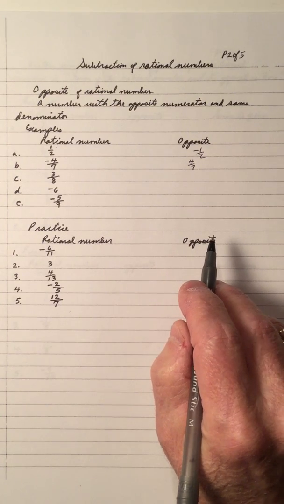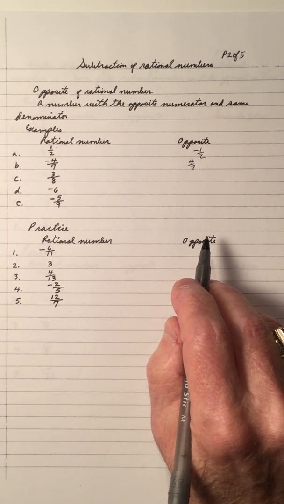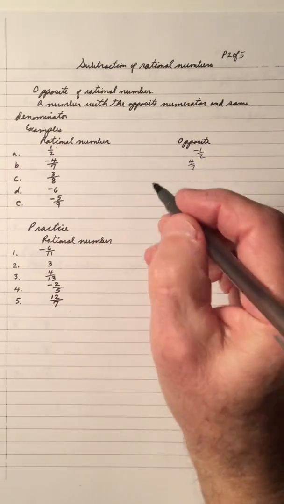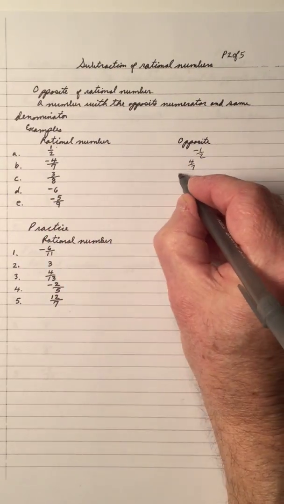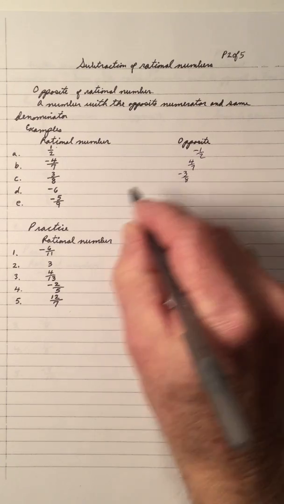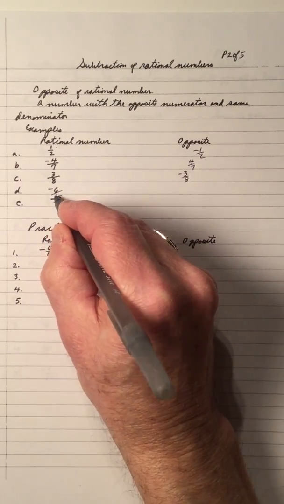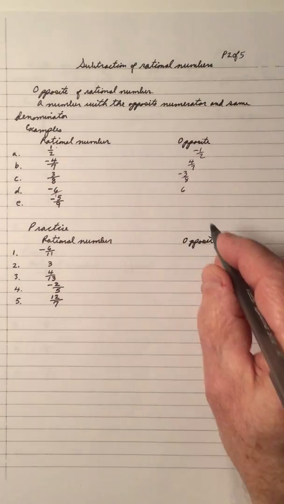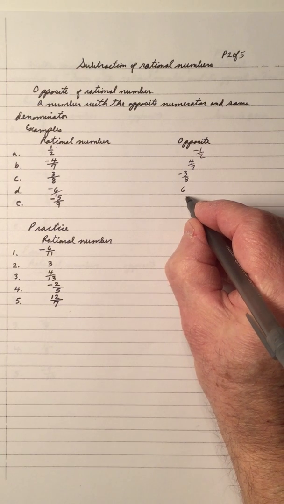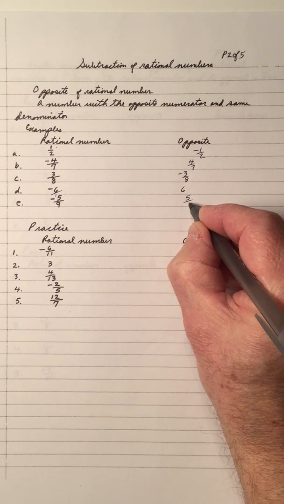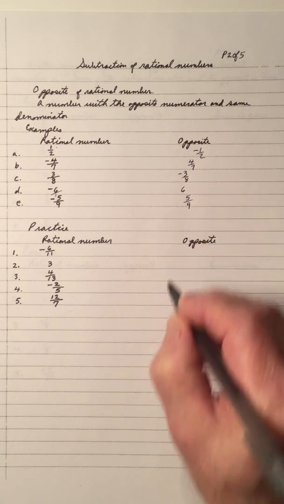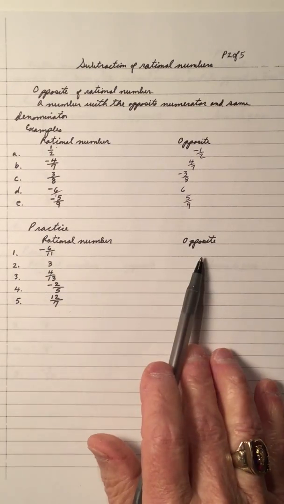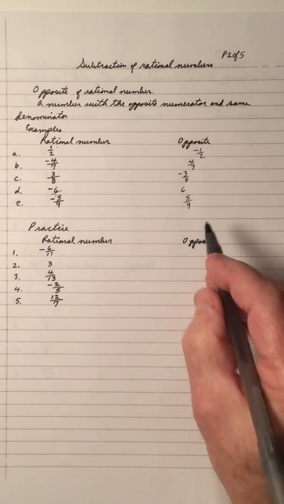Notice you're changing your numerator, not your denominator. It's only the numerator that you have to change. 3 over 8, negative 3 over 8. 6 is understood to be over 1, so the opposite is negative 6 over 1 or negative 6. Negative 5 over 9, the opposite is 5 over 9. Practice. Pause the video, work out the opposites of each of these, and then play the video.